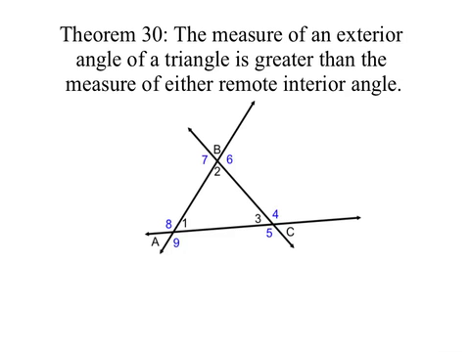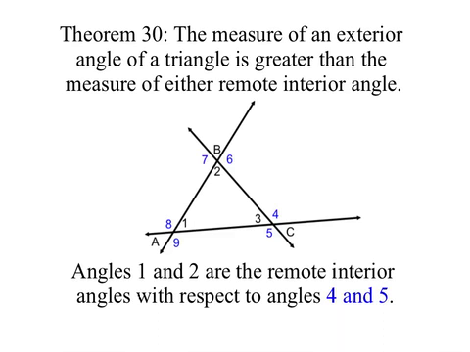And now Theorem 30. The measure of an exterior angle of a triangle is greater than the measure of either remote interior angle. Well, first, let's define remote interior angles. We'll start with exterior angles 4 and 5. They're adjacent to angle 3. So the remote interior angles are angles 1 and 2.